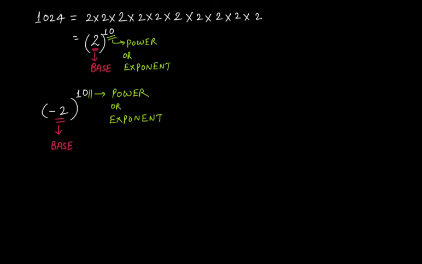Let's take a few more examples. So if we want to write 81 as 3 times 3, 9, times 3, 27, times 3 is 81. So this is actually what? 3 raised to the power of 4. So 3 is the base, and 4 is the power or exponent.